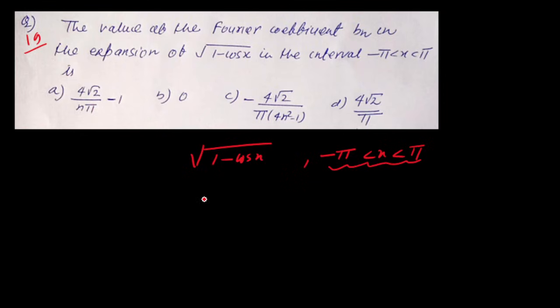So of course this is an even function, because if you replace x with minus x, you will get 1 minus cos of minus x. And you remember the result that cos of minus x is nothing but cos of x. So in that case bn is equal to 0.